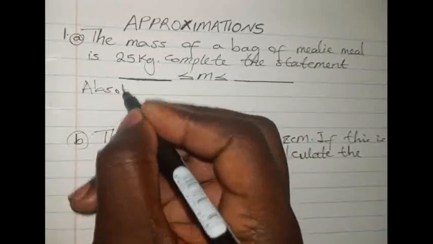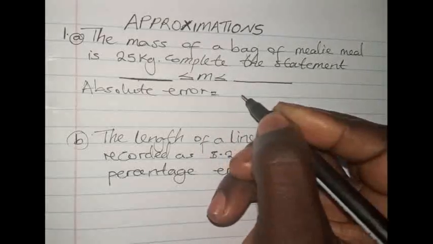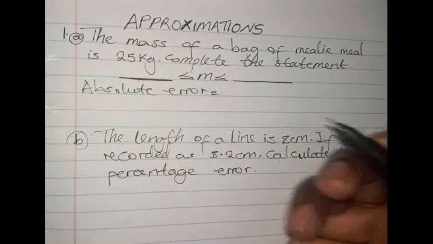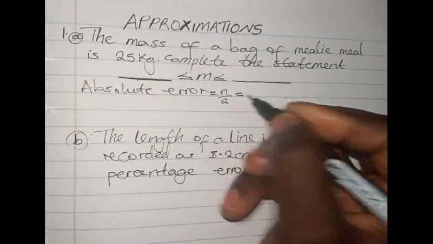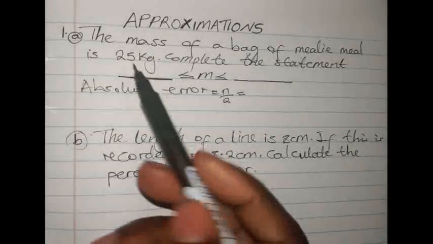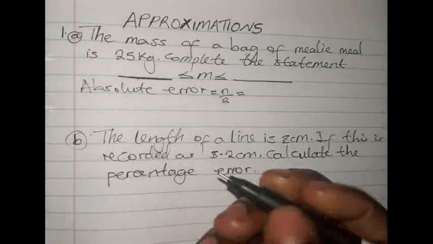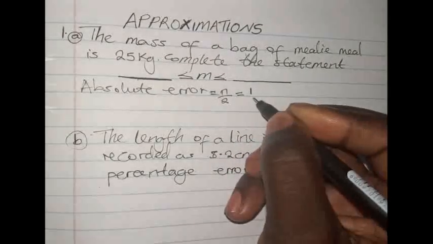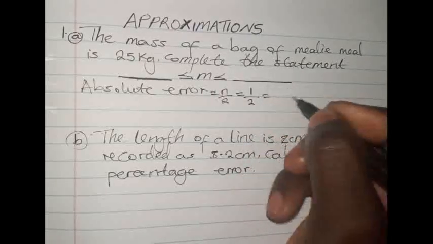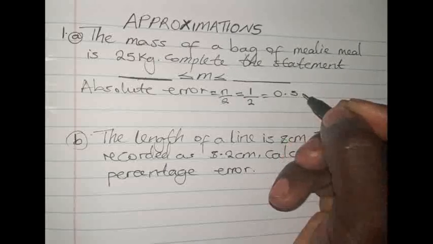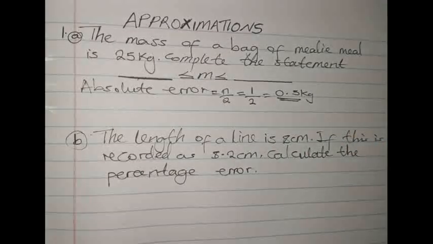Absolute error for our number, we know it's supposed to be 0.5, or we use the formula n over 2, of which n is the least unit of measurement. Since here it is 25, we know the next number will be 26, meaning we are adding 1 to get 26 over 2. Then when you divide, half is the same as 0.5 kg. So this is our absolute error.